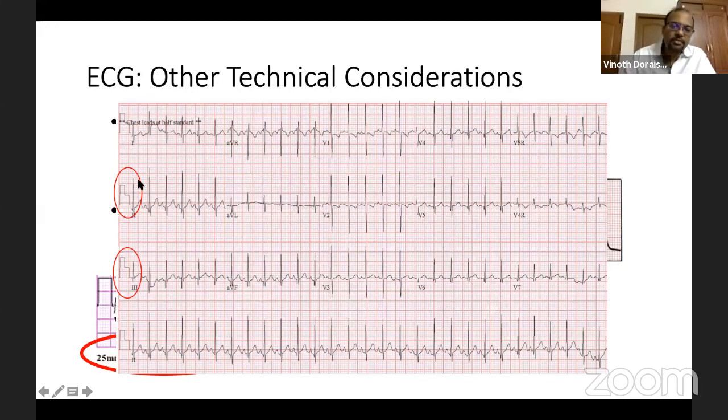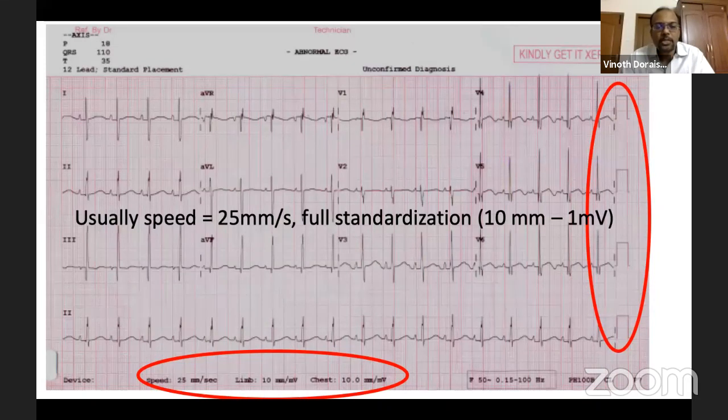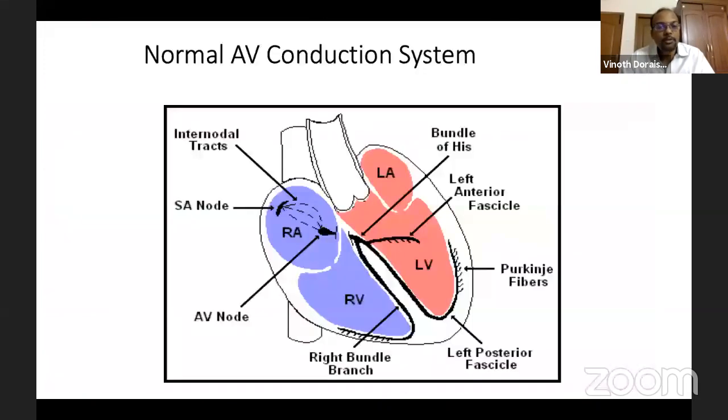So all these parts of the ECG we have to take into consideration before reading the ECG. Again, the ECG shows the speed of 25 mm per second. Sometimes it will be given separately, limb 10 millimeters per millivolt or chest 10 millimeters per millivolt. Or if it's not there, you will have to see this complex: the first half will be for the limb leads and the second half for the chest leads, like we have seen in the previous example. So the usual speed is 25 mm per second with a full standardization of 10 millimeters equal to 1 millivolt.